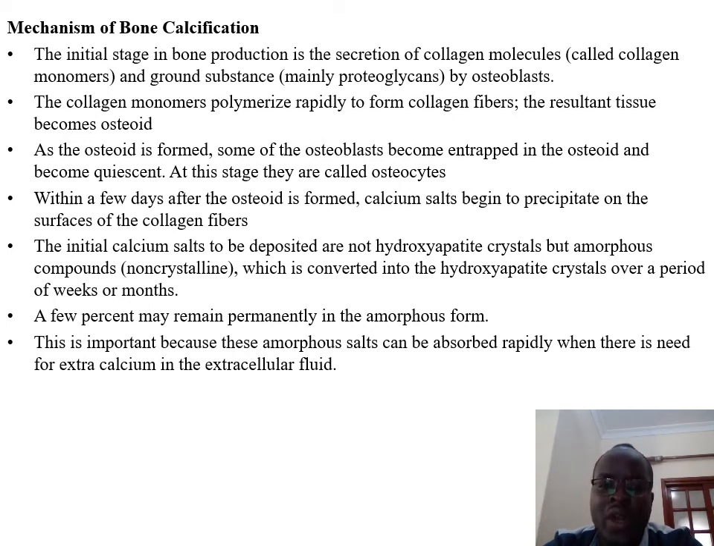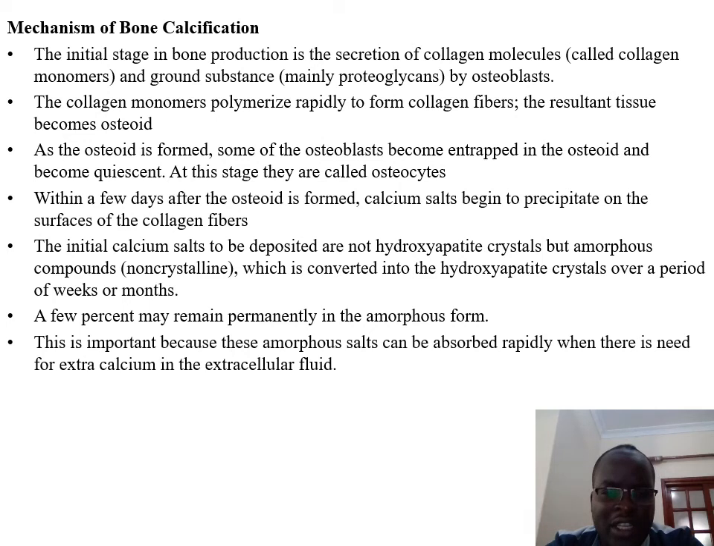An osteoid is when the collagen monomers have polymerized to form the collagen fibers. Then the resultant is the formation of the osteoid. As the osteoid is formed, some of the osteoblasts become entrapped in the osteoid and become quiescent, meaning that now they are not active. At this stage, they are called osteocytes. So those osteoblasts that are entrapped within the ground substance and the collagen fibers, they will become the osteocytes. They are no longer active. They are no longer depositing the bone materials.